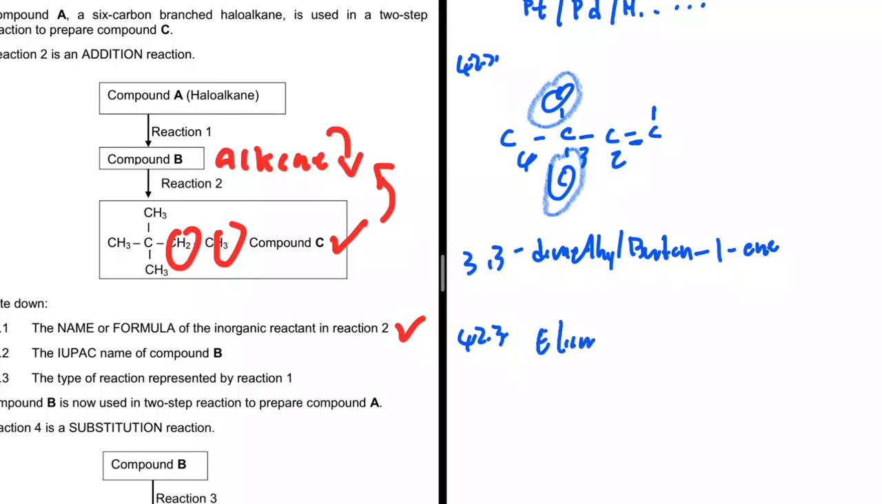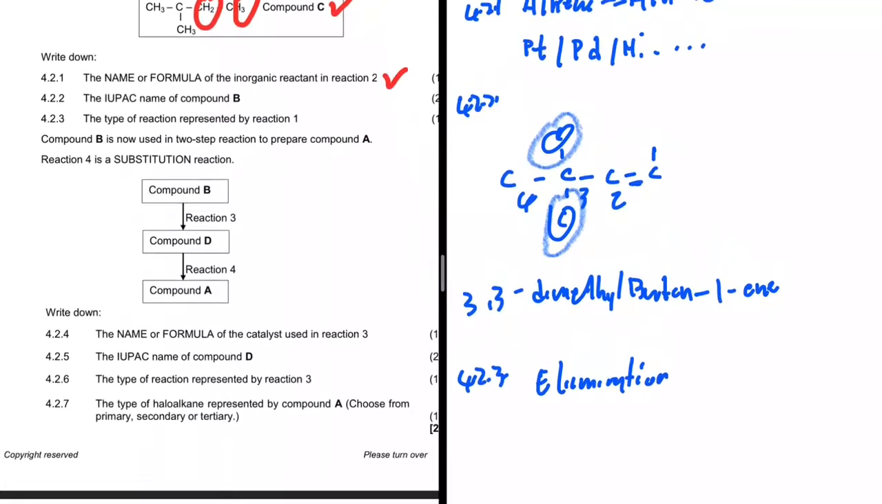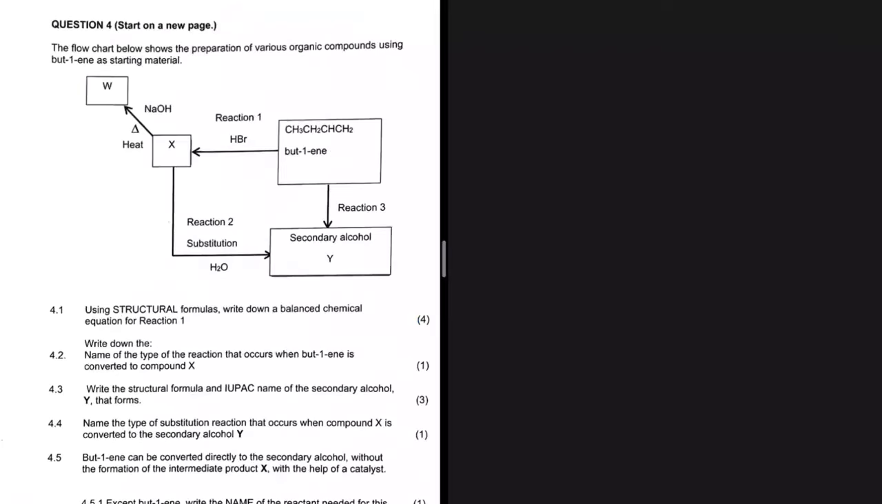Clearly, it is an elimination reaction, because we start with a saturated compound and we end up with an unsaturated compound. So that is 4.2.3. Using structural formulas, write down a balanced equation for reaction 1.